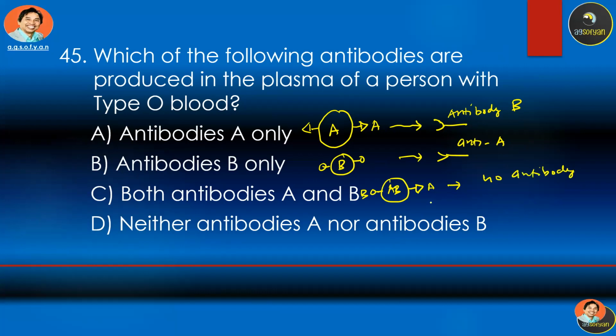And if his blood type is O, it means that he does not have antigens on the surface of the red blood cell, then he will produce both antibody A and antibody B. So both of them will be produced by someone that has blood type O. So blood type O will produce both antibody A and B.